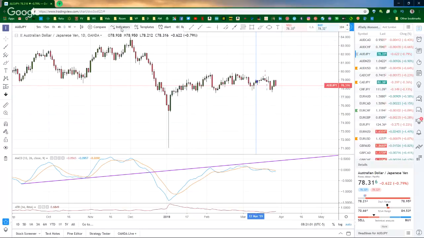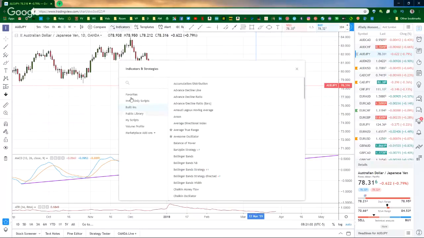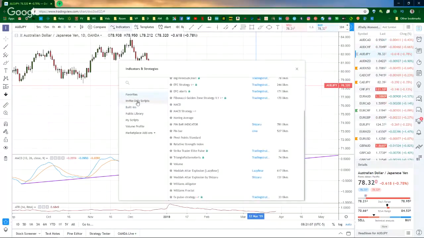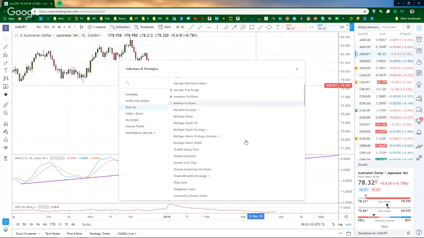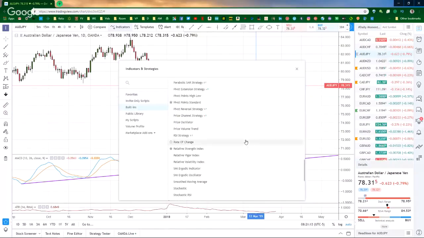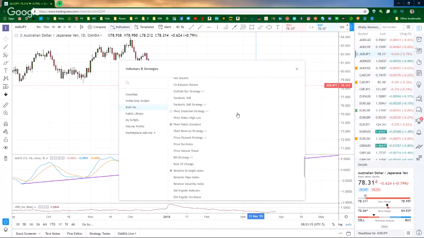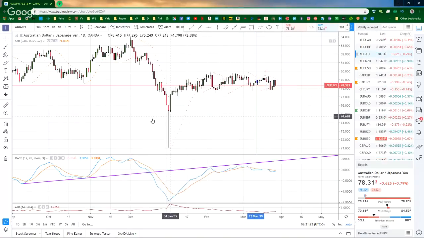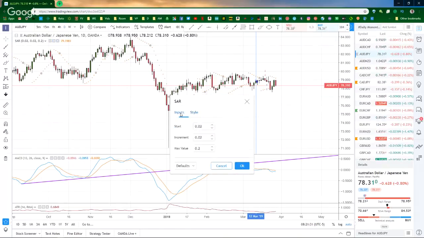Let me put a parabolic SAR on here, if I can find one. Here we go. Strategy, no. There we go. There's a SAR, and let me change the settings to 1, 1, 1. Whoops.